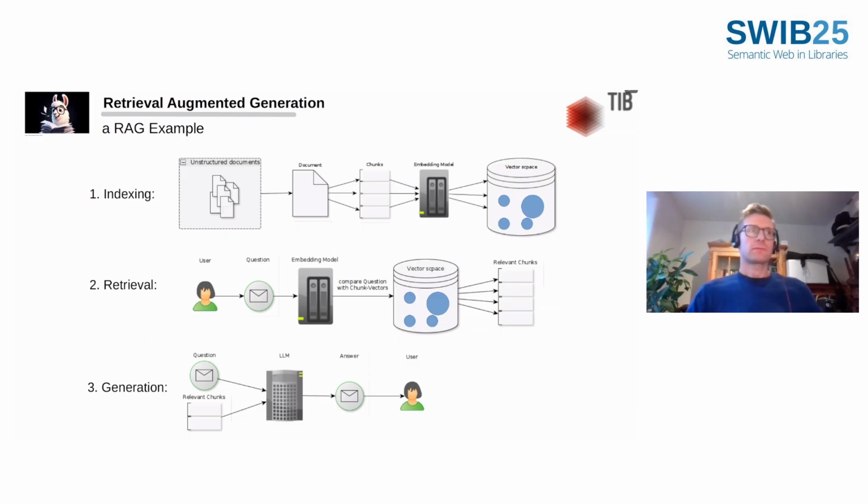And then last, in the generation phase, we use the question of the user together with the relevant chunks we found and provide this to a large language model with the task to generate an answer using only information from the chunks to answer the question of the user. And thus we have a system that can answer natural language questions with natural language, but using specific data from our database.